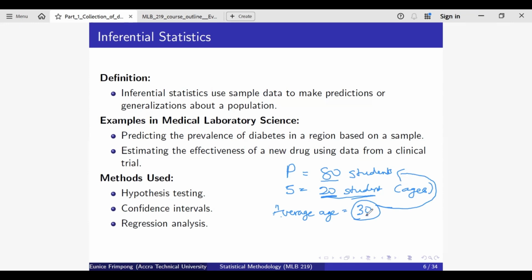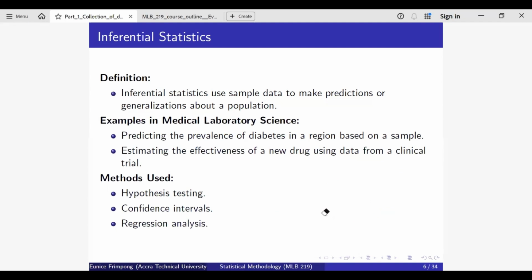You use a portion of the population to make a study, get some findings, and then you apply the findings to the entire population. So for example, predicting the prevalence of diabetes in a region based on a sample. That's another experiment you can do. Estimating the effectiveness of a new drug using data from a clinical trial.